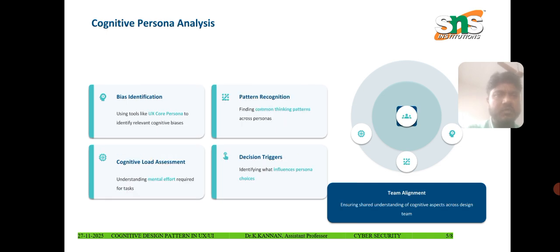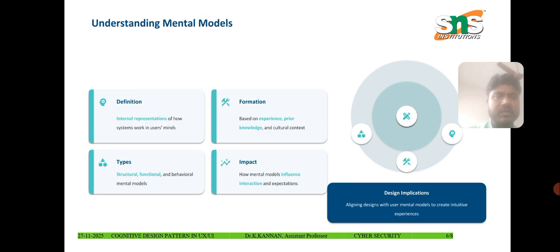Next is cognitive persona analysis: bias identification, pattern recognition, cognitive load assessment and decision triggers. Bias identification uses tools in UX to score personas and identify relevant cognitive biases. Pattern recognition is finding common thinking patterns across the personas. Cognitive load assessment is understanding the mental effort required for the task. Decision triggers identify what influences the personas' choices.